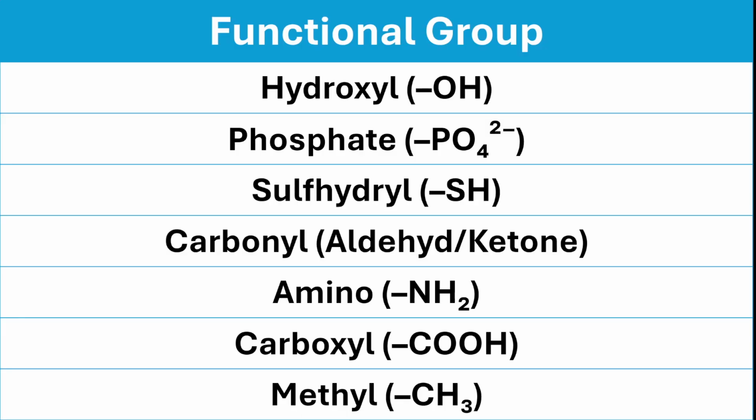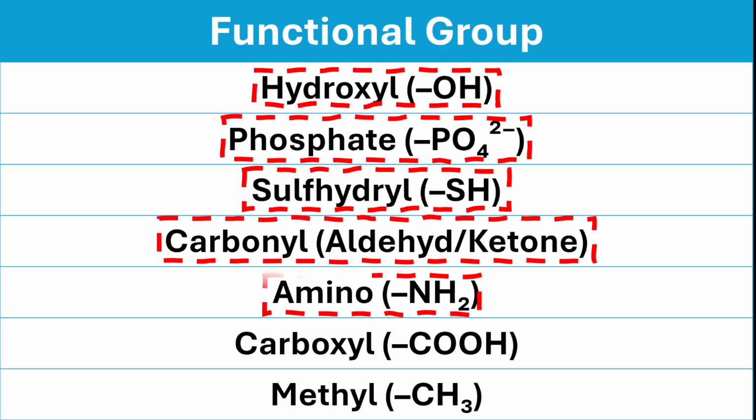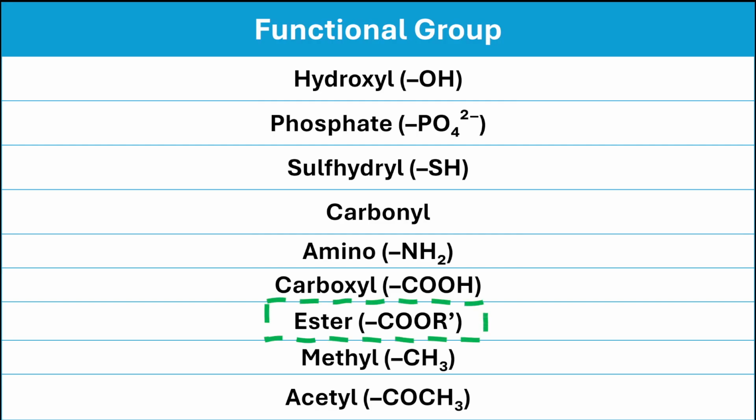Most biology classes will cover 7 functional groups: hydroxyl, phosphate, sulfhydryl, carbonyl, amino, carboxyl, and methyl groups. Because we want to focus on biologically important functional groups, we're going to add ester for lipids and acetyl for DNA, bringing us to 9.